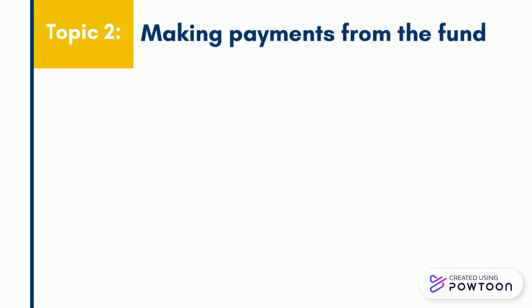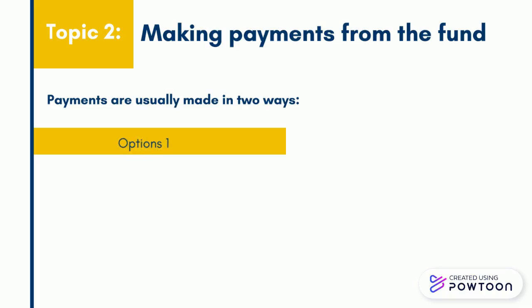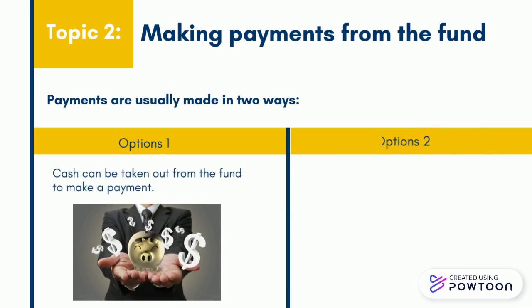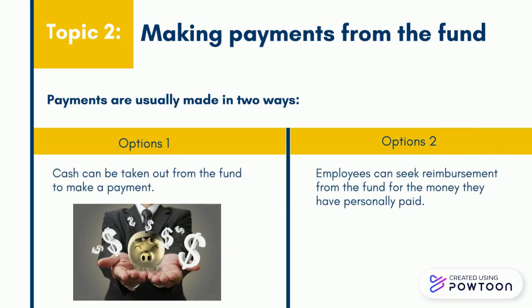Now on to part 2, making payments from the fund. After the fund is established, the cash is used to pay for any qualified expenditures. Payments are usually made in one of two ways. First, cash can be taken out of the fund to make a payment. Second, an employee can seek reimbursement from the fund for a payment they have personally made.